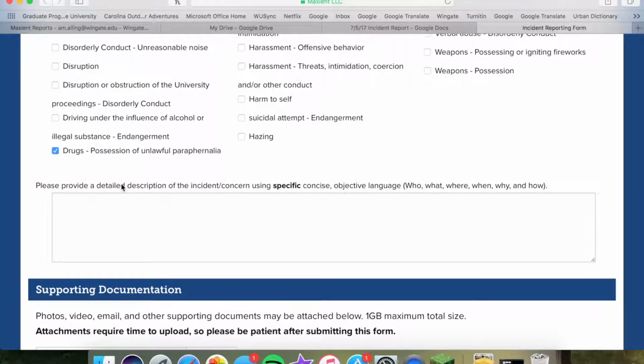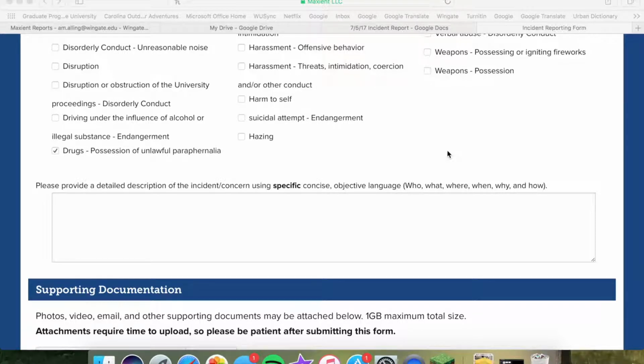At this point, you will be delving deeper into the reasoning, giving a detailed account of what occurred during the incident. There are several important things to remember when you are doing this section. Always write in the third person. So, to begin with, Resident Assistant Amanda Alling did this, or Resident Assistant Amanda Alling did that.